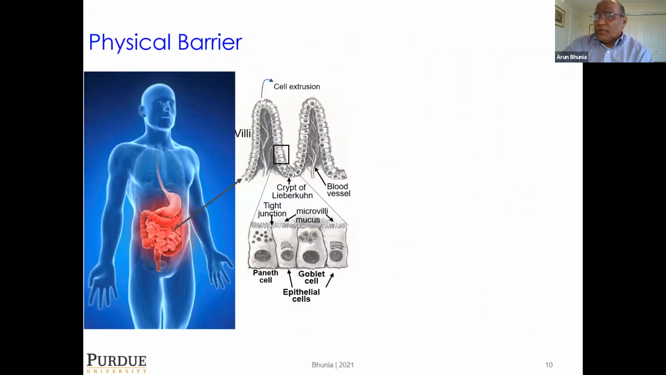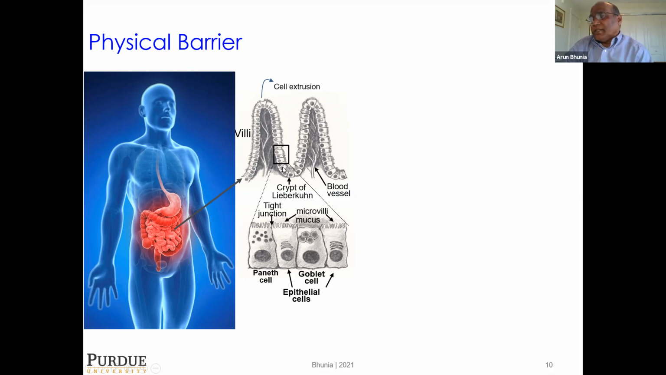Just to give you a brief overview of the physical barrier. This is the villus structure, lined with epithelial cells and also Paneth cells and goblet cells, and this is the crypt area, where the cells proliferate, the stem cell area. As they mature, they move up, and the dead cells slough off. This is called cell extrusion, and it's a natural process. During infection, if any enteric pathogens damage this epithelial lining, the crypt cells will start to proliferate in high numbers to try to repair the epithelial barrier.